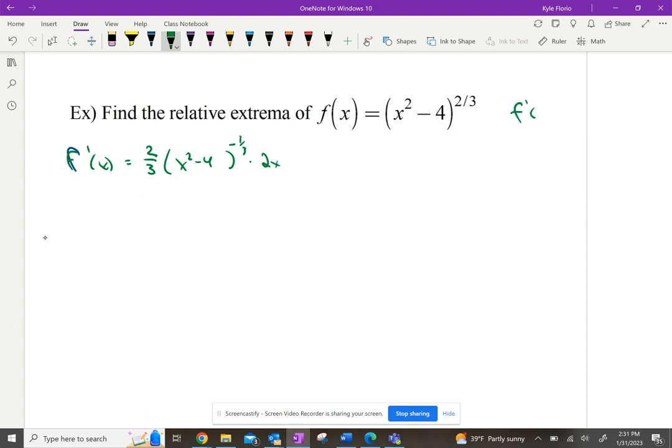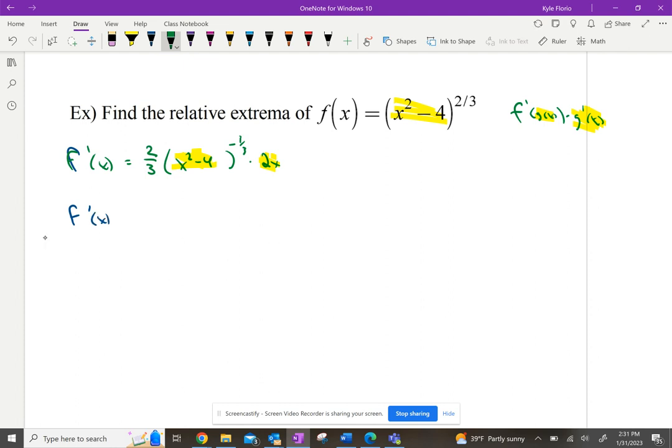So that's like the f prime of g of x times g prime of x. That's the chain rule. So the x squared minus 4 is the g of x. And the g prime of x, the derivative of x squared minus 4, is 2x. So just a little throwback for you.